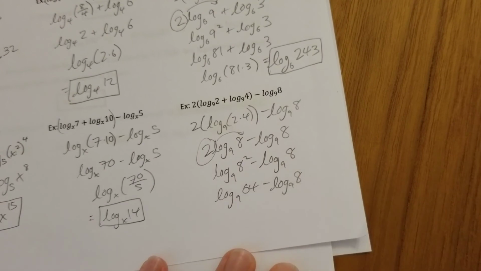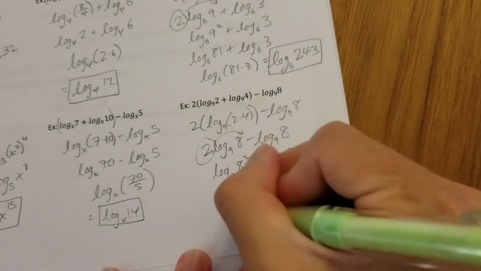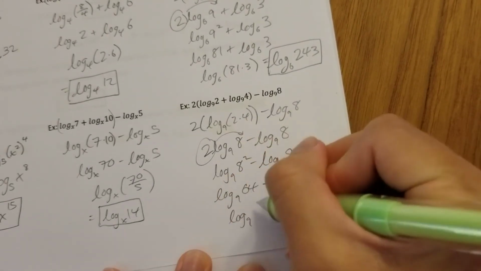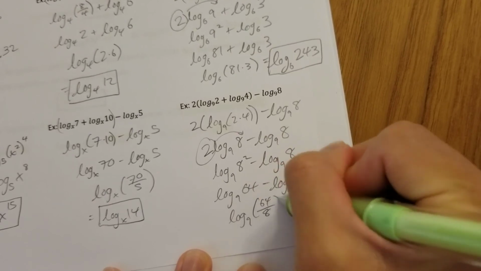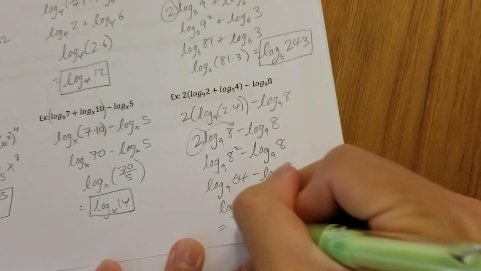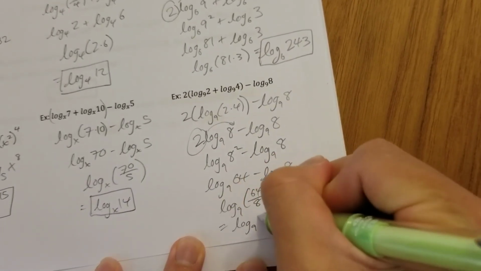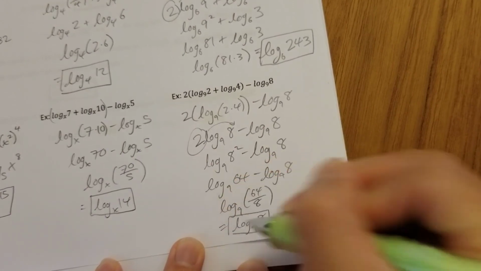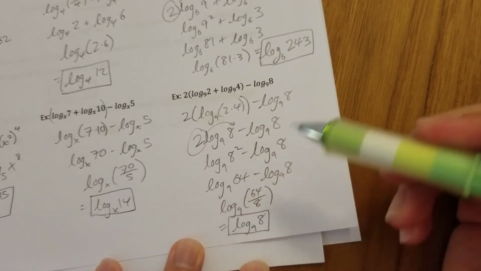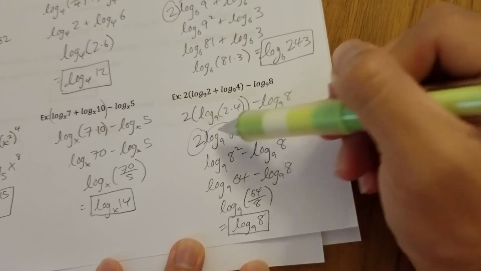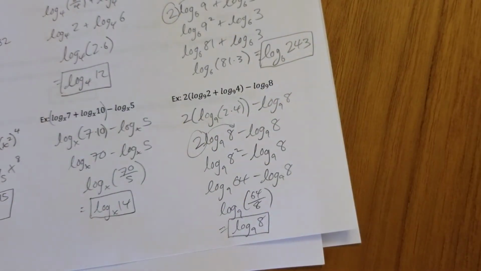Subtraction means that we have to use division. So this is going to be log base 9 of 64 divided by 8. And we are left with log base 9 of 8, which is exactly the same thing I mentioned earlier if you just combine like terms here, if you saw that. Not very obvious to see that if you were just trying to use the rules though.